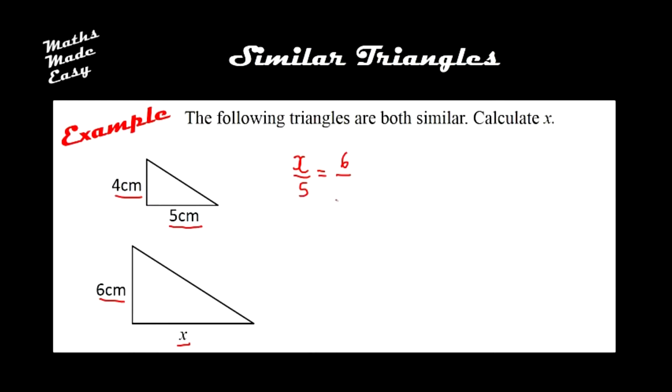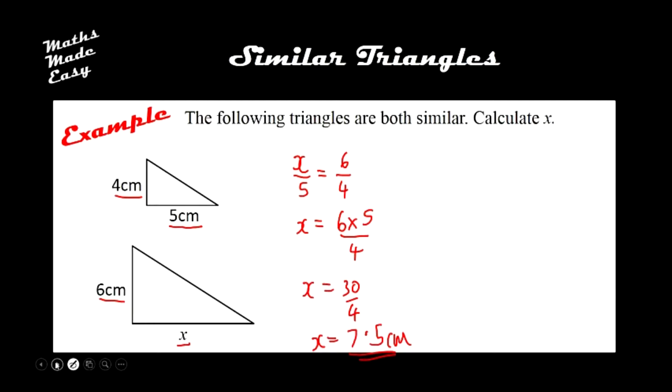of my fraction, and then the 4 underneath, and then I multiply both sides by 5, so 6 times 5 over 4, and the 5's cancel out on the left. 6 times 5 is 30 over 4, and 30 over 4 is 7.5 centimetres. So the actual solving bit of this is very straightforward. The only place you can really go wrong is by setting it up wrong in the first place.